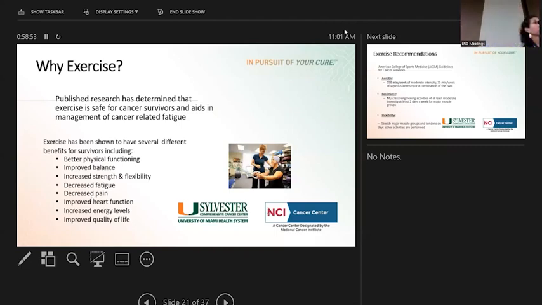Studies have shown yoga has improved outcomes with cancer as well. We don't have a lot of studies about diet and exercise with cancer, but yoga can be helpful.